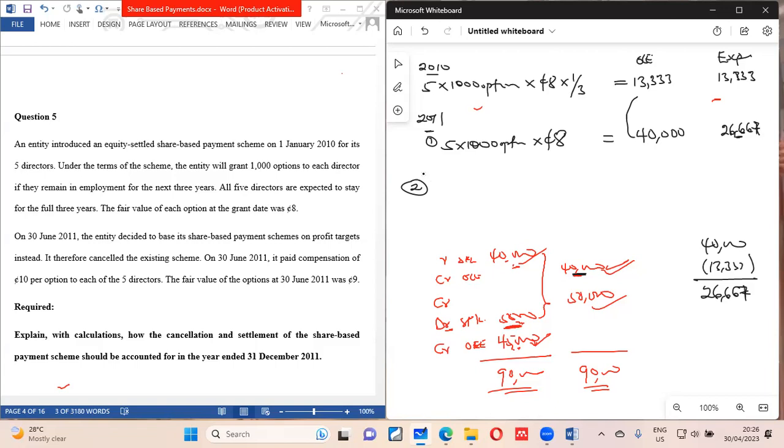What is the payment that is being made? The cash payment that is being made is what you do here. So the cash payment, which is how much? 5 directors, 1,000 options at how much? Paid at 10. It's how much? You get 50,000.